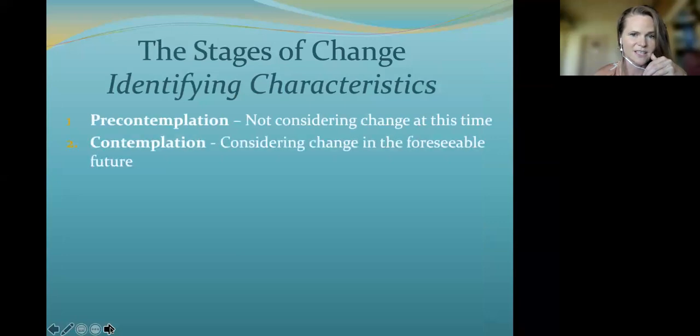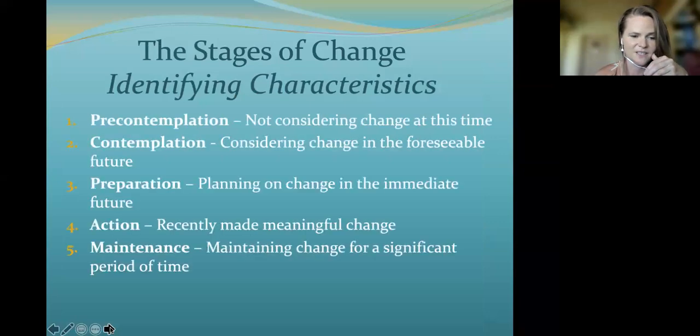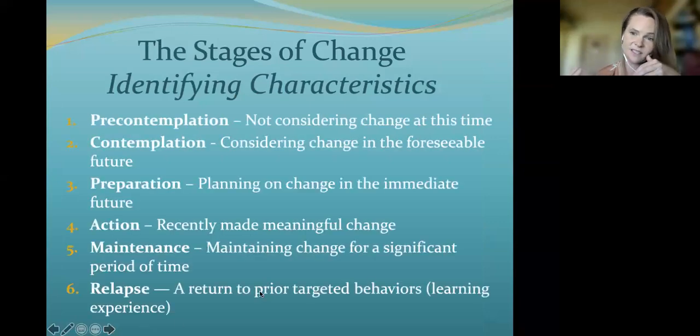Let's look more closely at the identifying characteristics of each of these stages. The one that is often situated as the first is pre-contemplation.